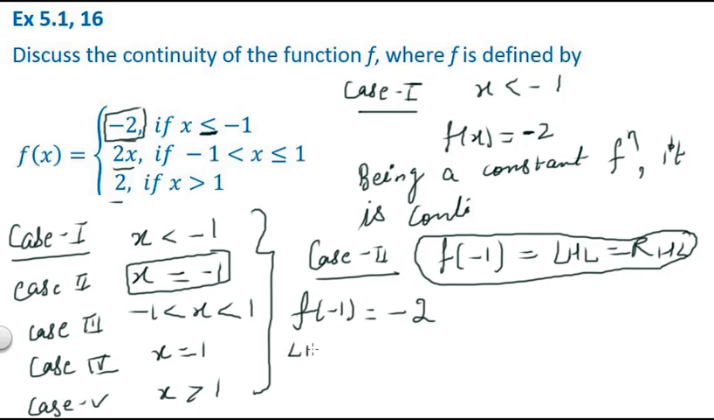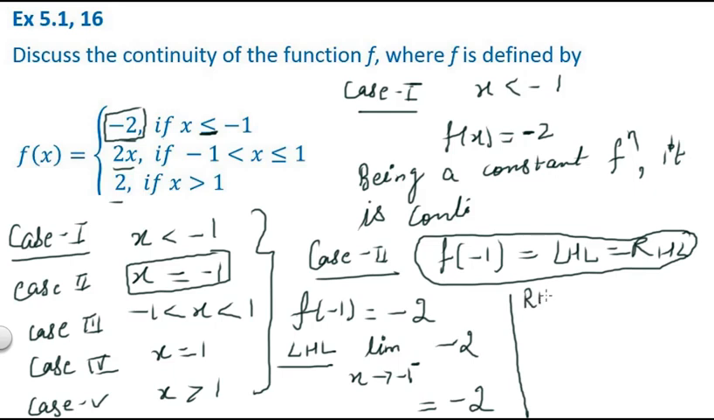Now let us do its LHL. In LHL, you will write limit x tending to -1 minus, that means values which are less than -1, in the neighborhood of -1. So the function will be taken as -2. So when you change into h also, the answer will remain -2 because it is a constant function.